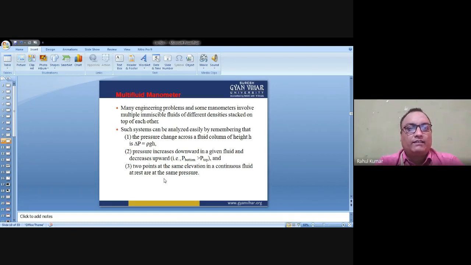In this slide, such a system can be analyzed easily by remembering that the pressure change across a fluid column of height h is delta P equal to rho gh, and pressure increases downward in a given fluid and decreases upward. That is, P bottom greater than P top, and two points at rest at the same elevation in the same fluid are at the same pressure, right?